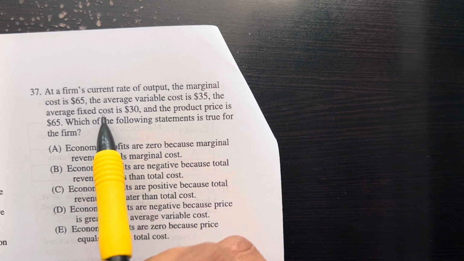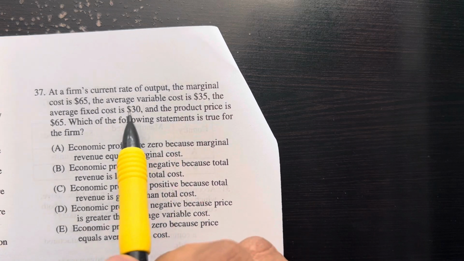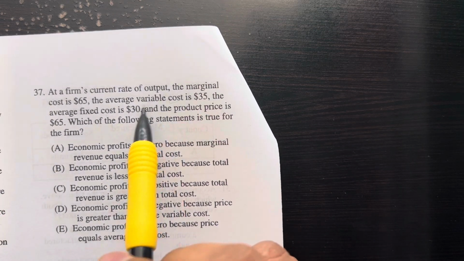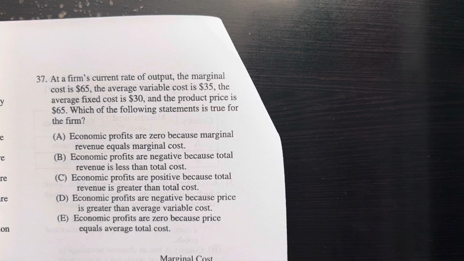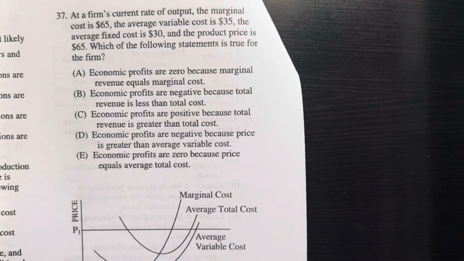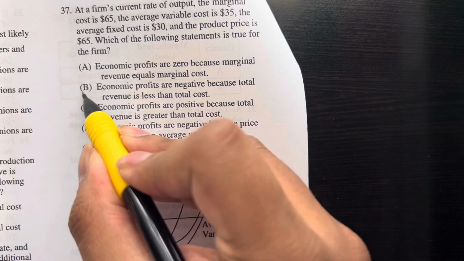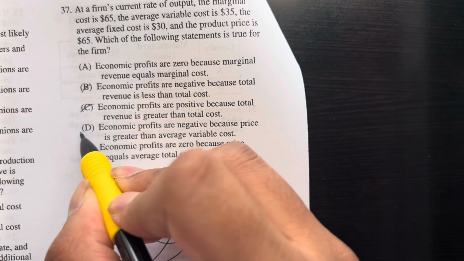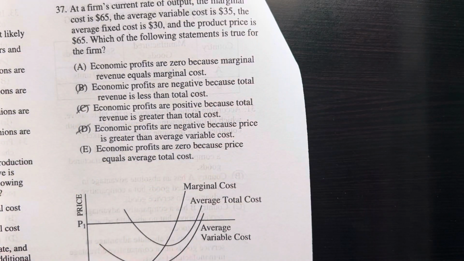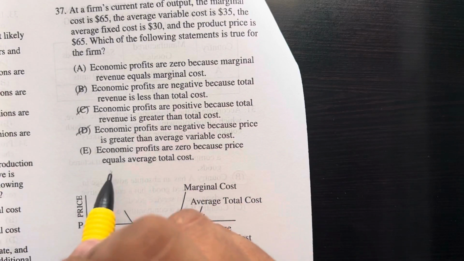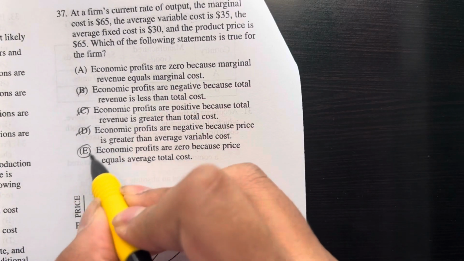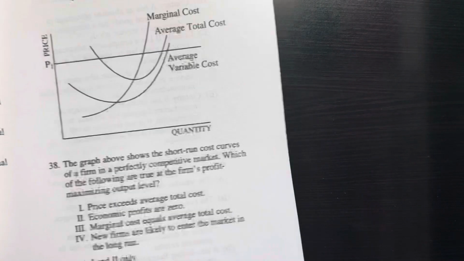AVC plus AFC equals ATC, so 65. So ATC equals MC. So we're going to have 0 profit. So it's going to be between A and E. And marginal revenue equals marginal cost? No, because price equals ATC. Yeah, that's literally why. All right.